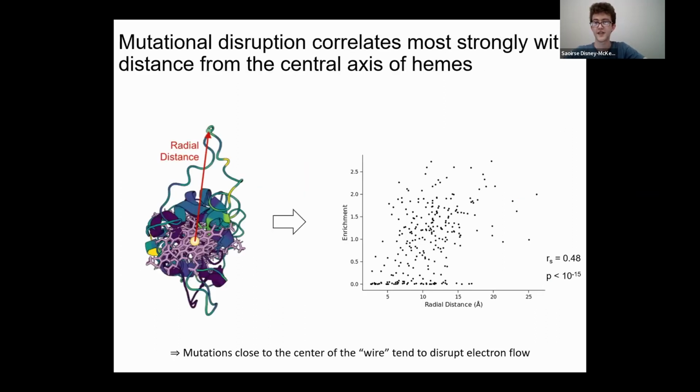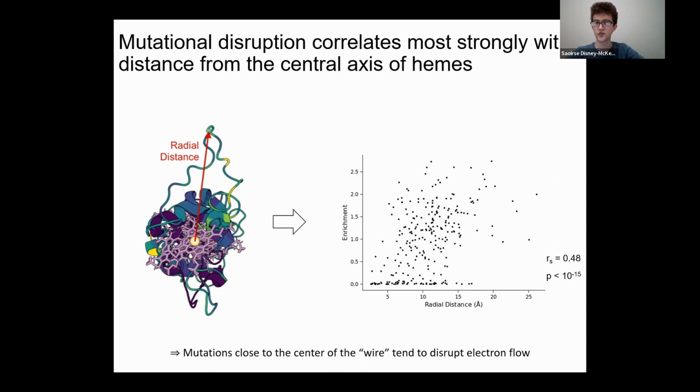So the one metric that correlated best with insertion tolerance was the radial distance from the central heme axis. It's a modest correlation, Spearman coefficient of 0.48, but this is pretty striking because it very closely corresponds with the function of MtrA as a protein wire. The iron atoms in the hemes act as nodes in the path that electrons take as they tunnel through MtrA. And it then makes sense that insertions near the center of this wire are going to be more likely to disrupt electron flow than insertions that are further away.